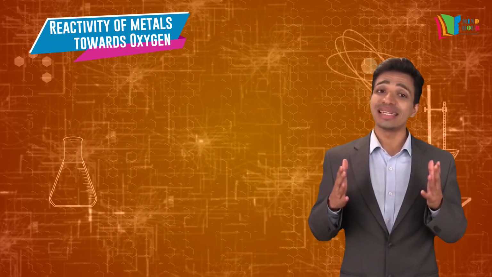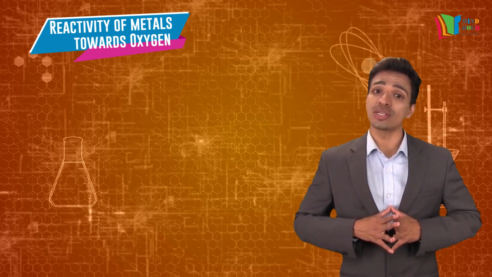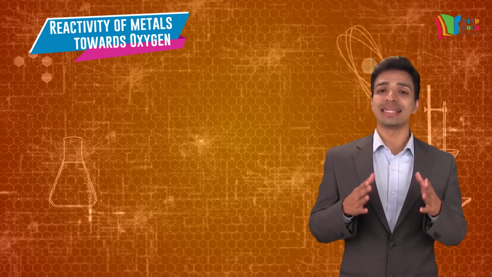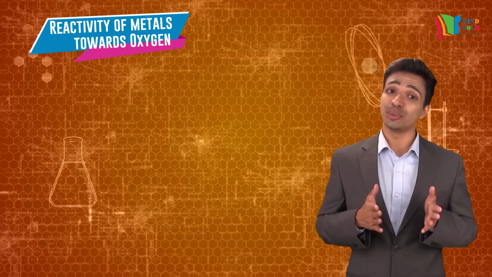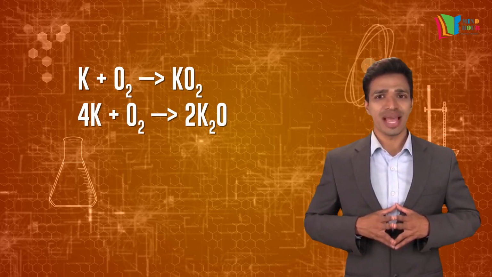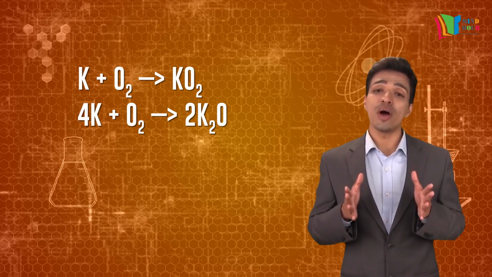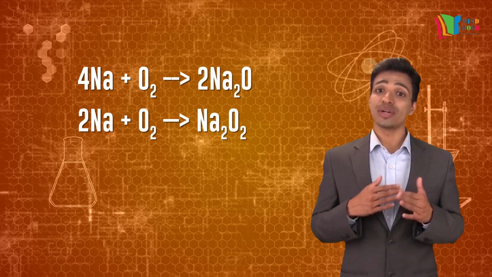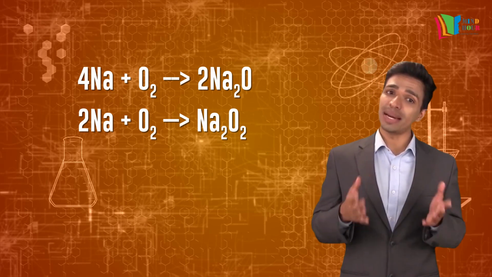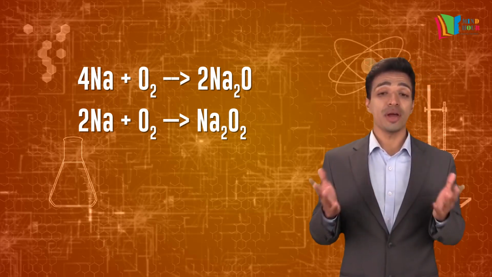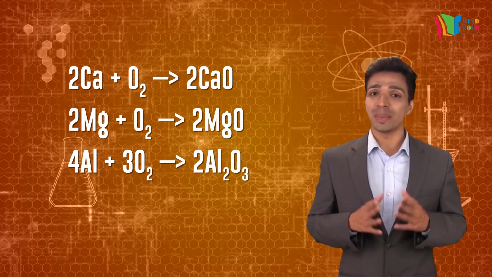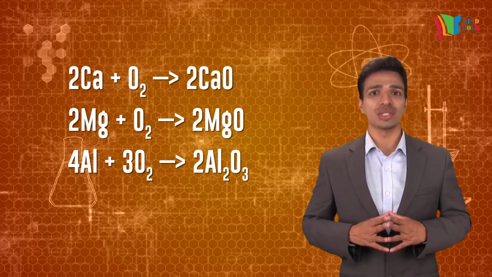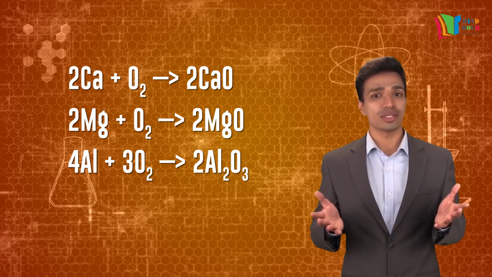On moving down in the reactivity series, the reactivity with oxygen decreases. Metals like potassium, sodium, calcium, magnesium, and aluminium can react with oxygen at room temperature. Potassium can react with oxygen to form its superoxide in addition to oxide. Sodium on reaction with oxygen forms metal oxide as well as metal peroxide. Calcium, magnesium, and aluminium on reaction with oxygen form their metal oxides.